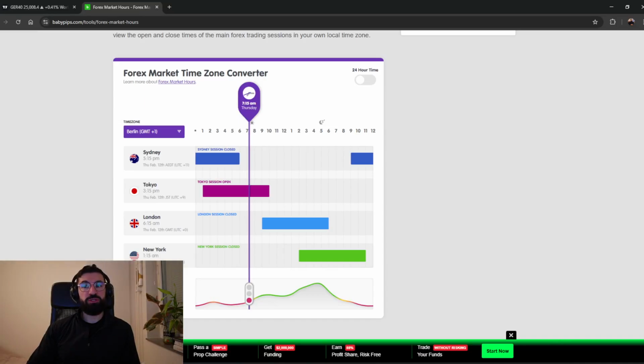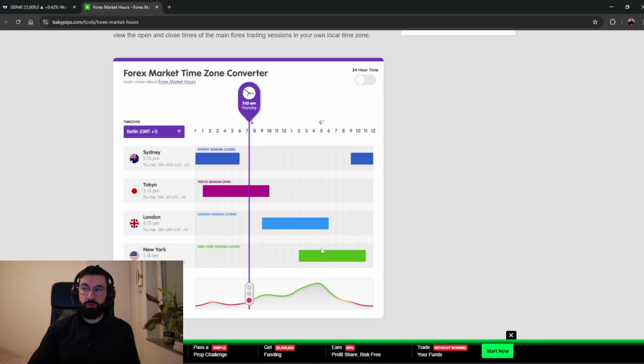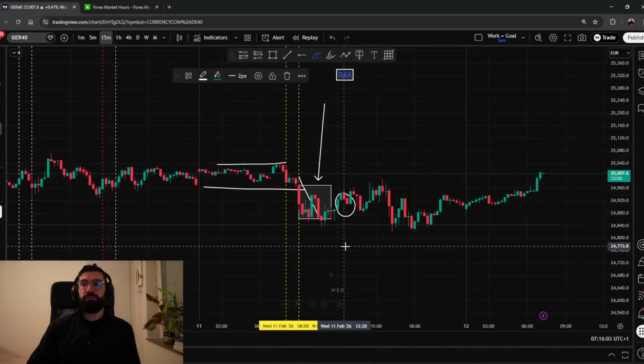Trading volume is usually low at this time of day. You can see that the volatility rises the more we move to the New York session opens. So there's more volatility in New York session opens, less volatility in London session opens, and very low volatility in Tokyo session open. So we don't trade Tokyo or Sydney session. We trade only London session and New York session.